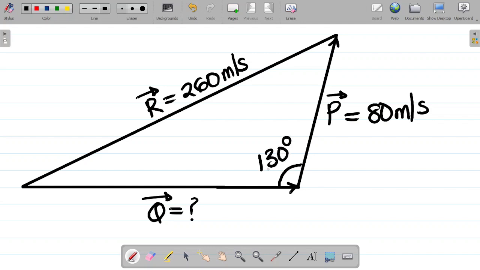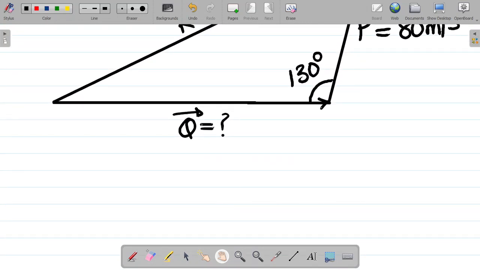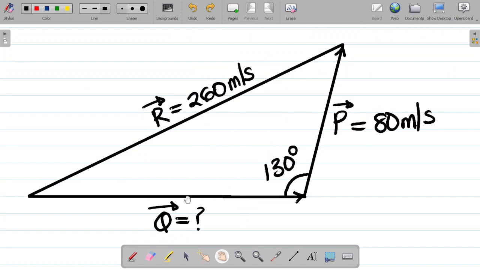130 degrees. In essence, what we have here is not a right angle triangle. We have to find the value of q here. What do we use? We'd have to use the parallelogram law of vectors. For us to get the value of q, we can't use SOHCAHTOA here because it's not a right angle triangle. So what we can use here is the cosine rule.